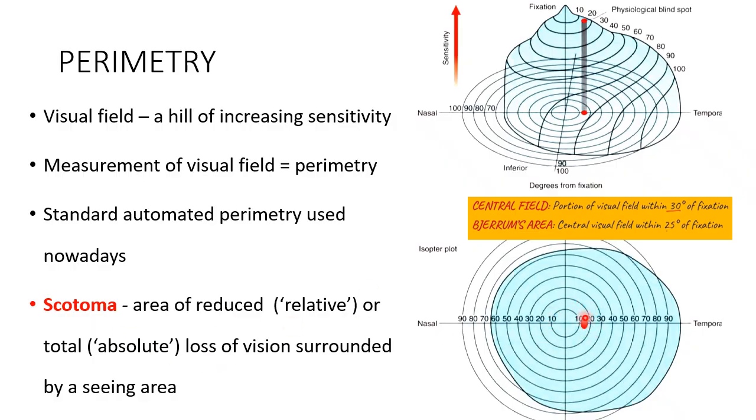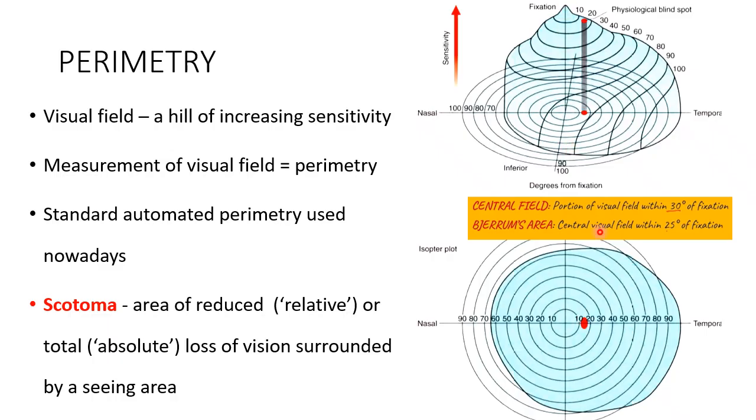So this one is a physiological scotoma. Now coming back to our scotomas, what is a scotoma? A scotoma is an area of reduced or total loss of vision surrounded by a seeing area. So this one is your physiological scotoma or physiological blind spot. Now, this blue thing is your field of vision when you see it two-dimensionally on paper. And this is when you imagine it three-dimensionally.